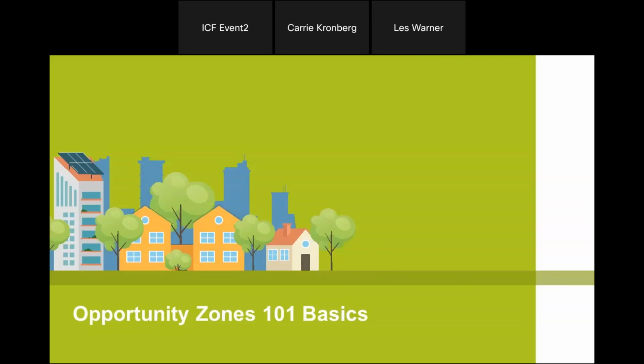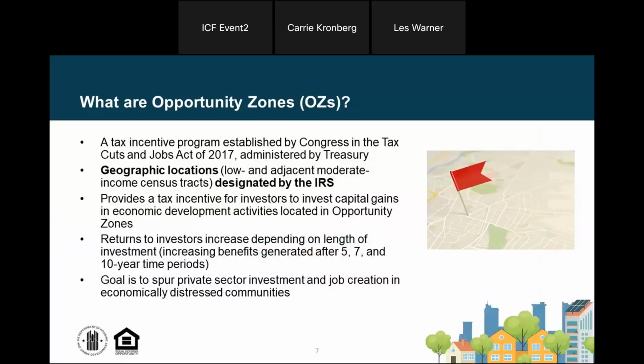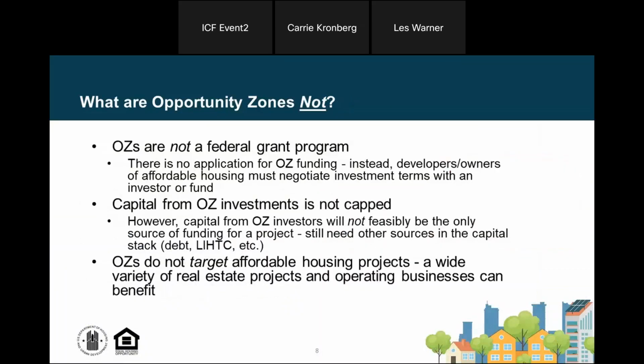Industry observers suggest that trillions of dollars of unrealized capital gains may prove to be a valuable source of capital that could potentially be invested within these opportunity zones and could result in affordable housing, which obviously is something we are really hoping for. The OZ program is not a federal grant program. It's not a traditional form of capital for affordable housing.